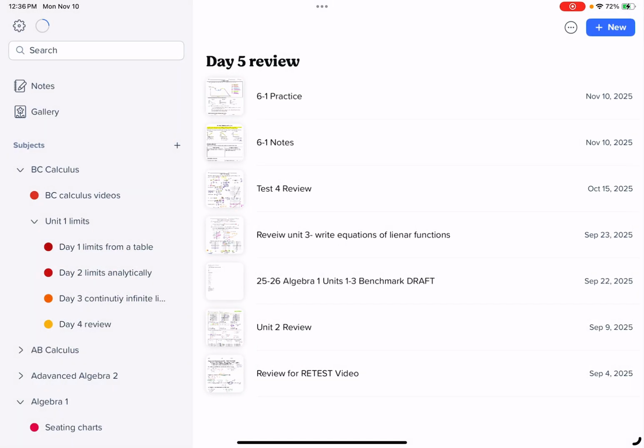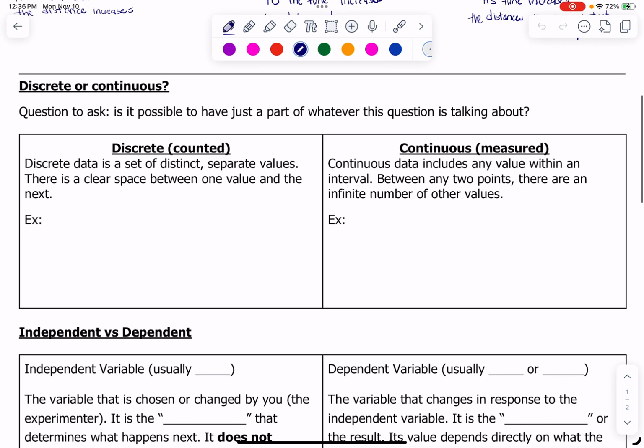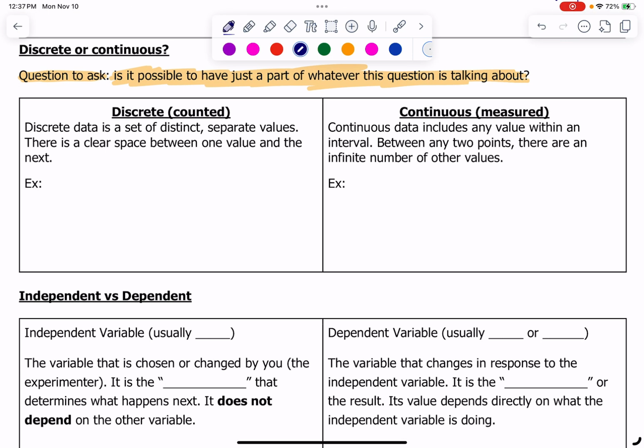Okay, let me go back to the notes for a minute. Here we go. If I'm going to try to decide if data is continuous or discrete, the question to ask myself is, is it possible to have just a part of what this question is talking about? Can I have just a piece of it? Okay, so let's look at a couple of examples. Discrete data is a set of distinct, separate values. There is clear space between one value and the next value.